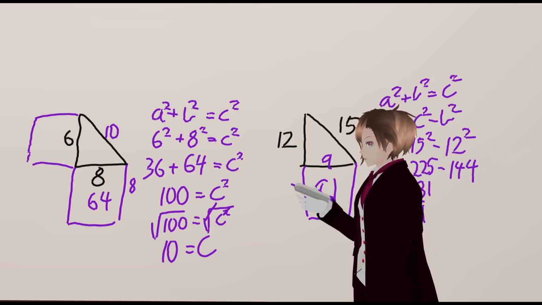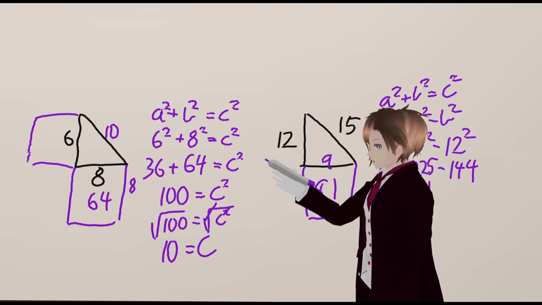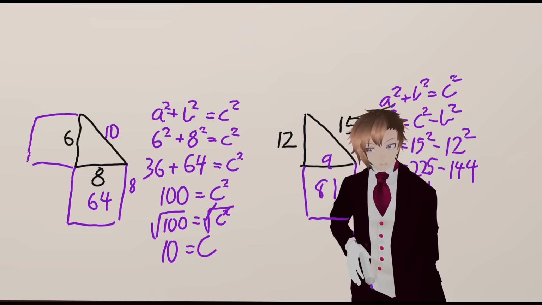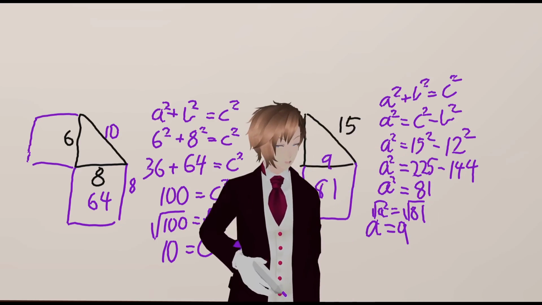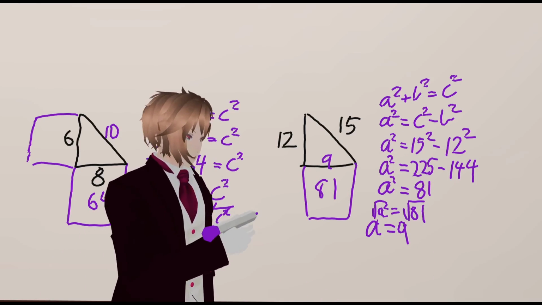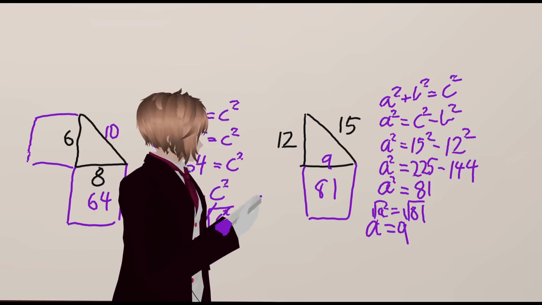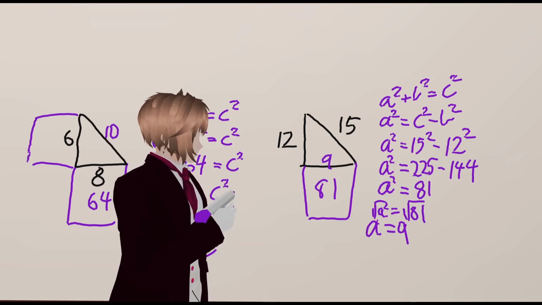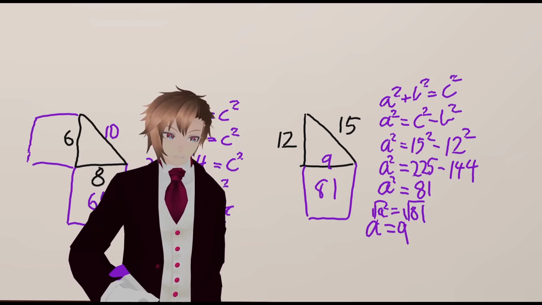This is the process for Pythagoras' theorem. If we have the two short sides, we add the squares together, and then we square root it. If we have a long side and a short side, and we're trying to find the other short side, then we have to take away the small square from the big square, get what's left over.